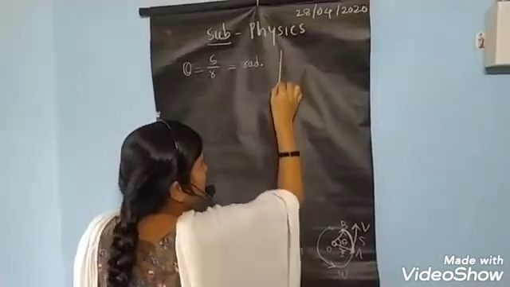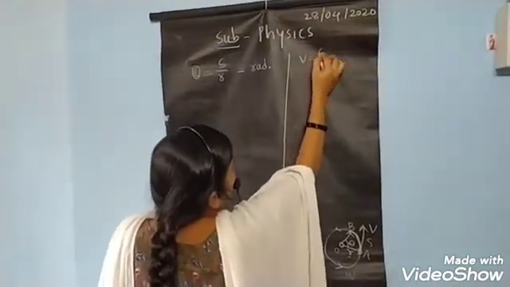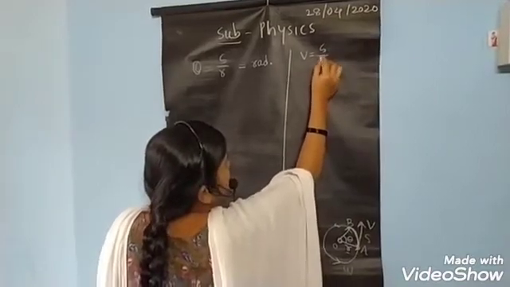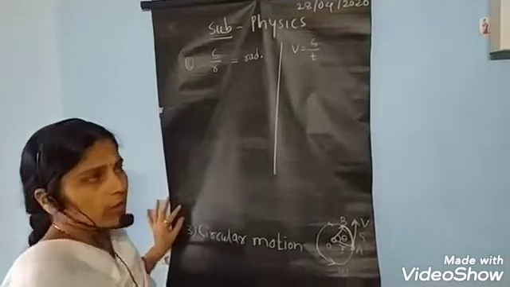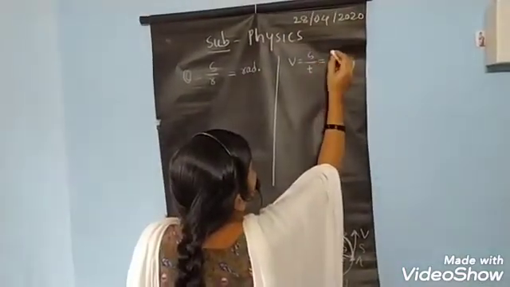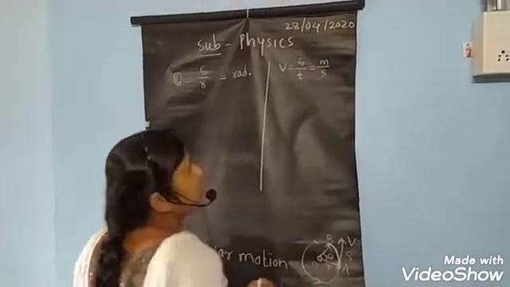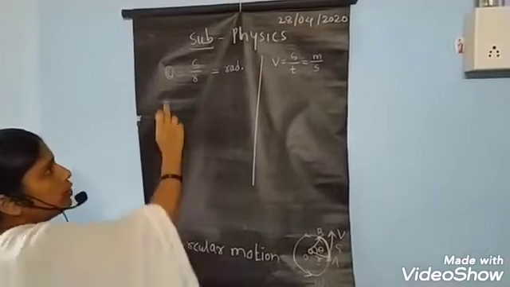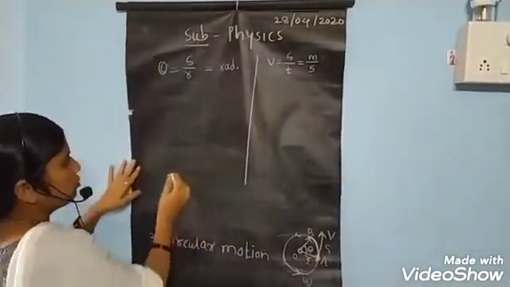We know that in translational motion we get linear velocity. Linear velocity is given by displacement upon time, where displacement is measured in meter and time is measured in second, so the unit of linear velocity is meter per second. Here we find the angular displacement. This is the first basic term in circular motion.